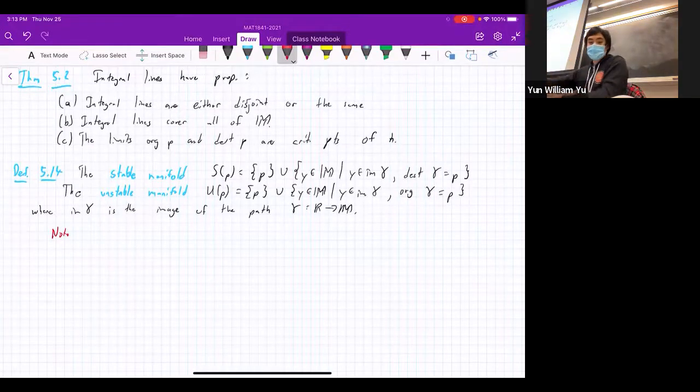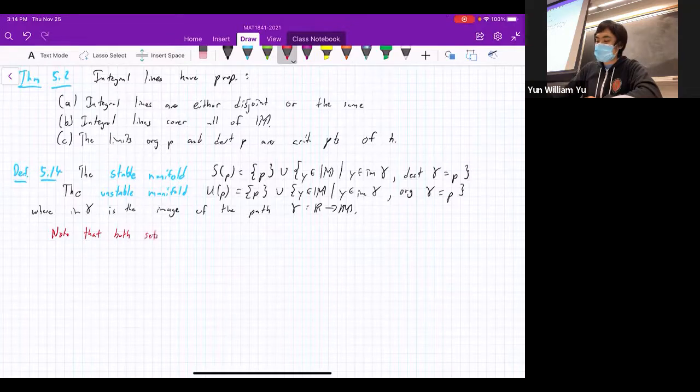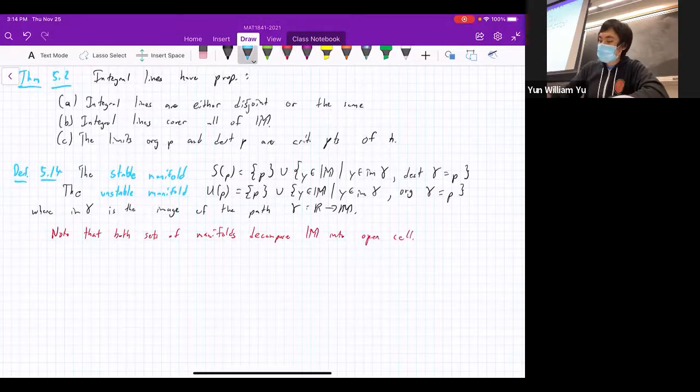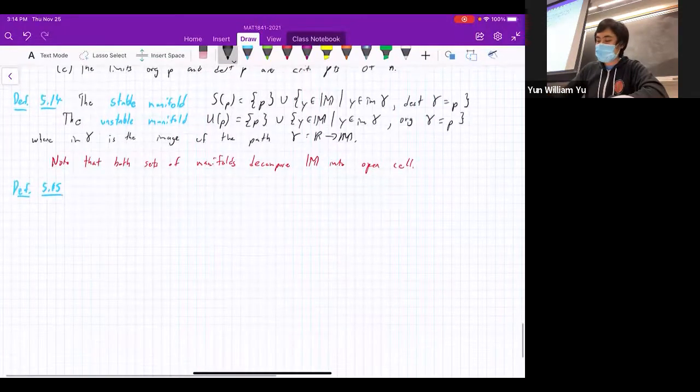And so we know that both sets of manifolds, both the stable and unstable ones, and it's obviously the same symmetrically, decompose into something called open cells. So both sets of manifolds decompose our space, decompose M, into something called an open cell. And let's define what we mean by open cell. This is definition 5.15 in the text.